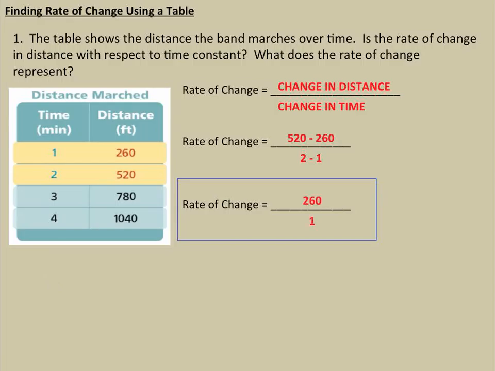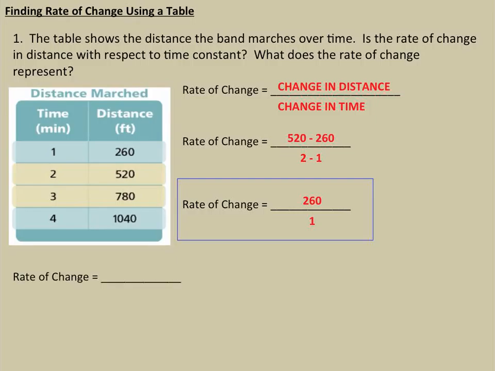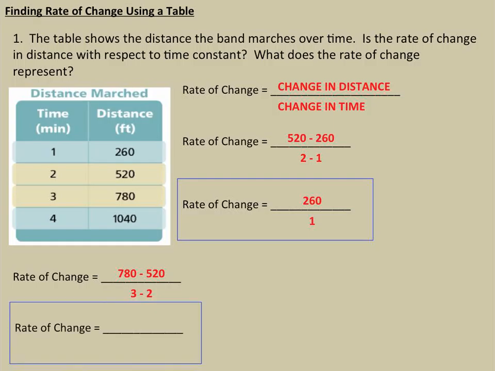All right. Let's take a look at a couple different points. So I'm going to use the 2, 520 and the 3, 780. Same idea. Change in distance would be 780 minus 520 on the top, and the change in the time would be 3 minus 2 on the bottom. Well, 780 minus 520 is just 260, and 3 minus 2 is just 1. So it looks like it's staying the same.